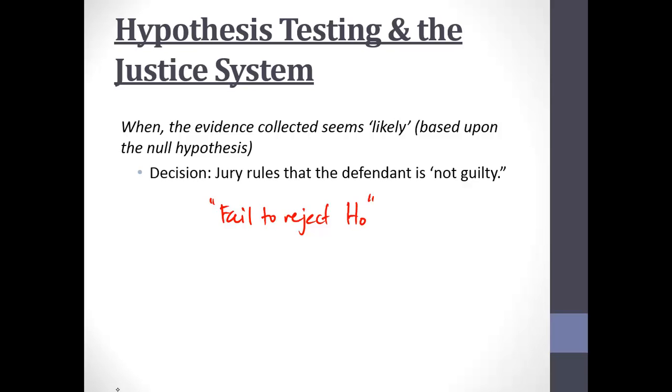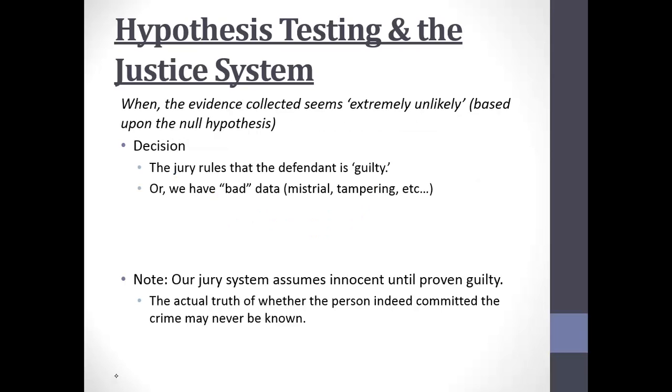Whereas on the other hand, if the data I collect seems extremely likely, so again I have all that information about them committing the crime, so is it likely that they didn't commit the crime? Probably not, right? So our decision would be that the defendant is guilty. So this would be like we're going to reject the null hypothesis H0.